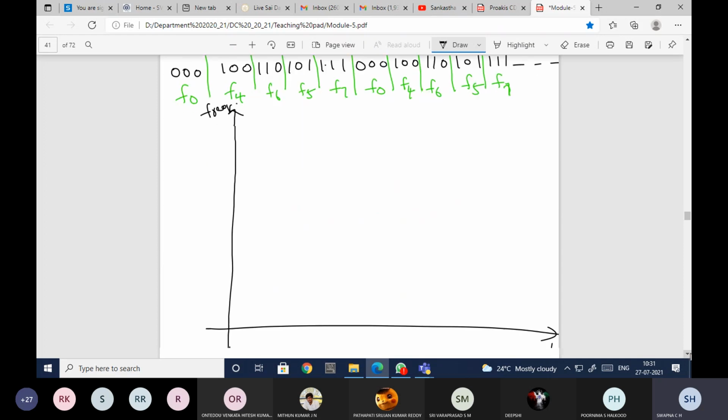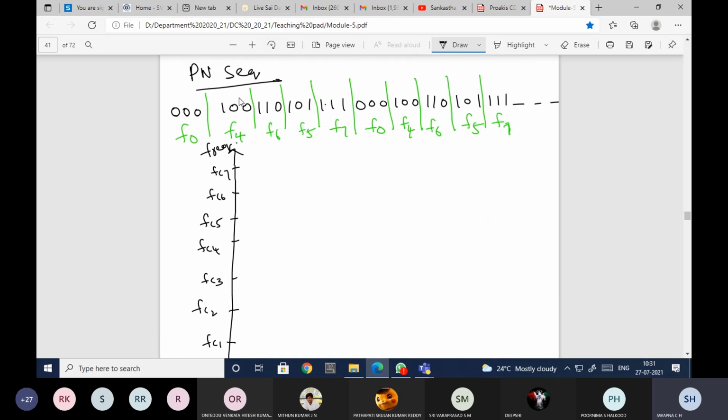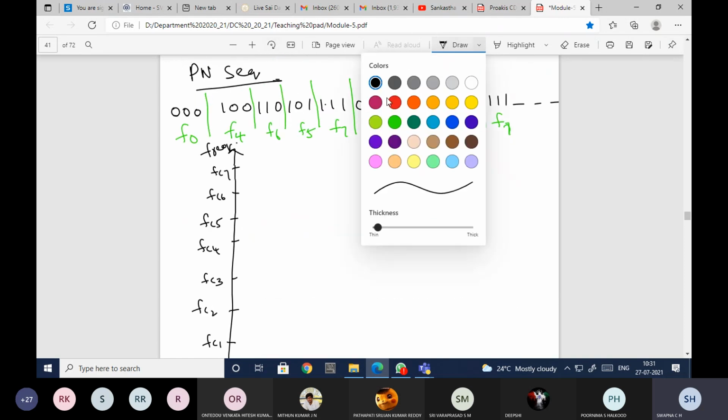Okay, so I need to take the carrier frequencies FC0, FC1, FC2, FC3, FC4, FC5, FC6, FC7. These are the frequencies I have.